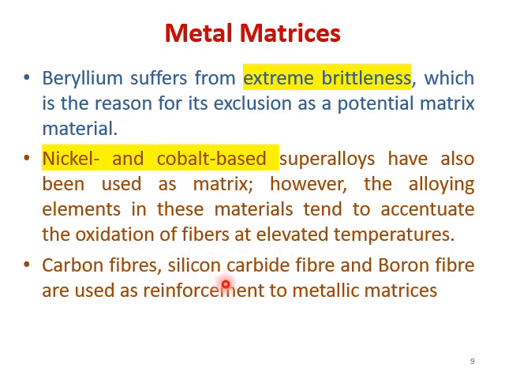Silicon carbide is a ceramic fiber, and carbon fiber is a fiber which is highly used, or which finds a potential application in composites. It's used with all kinds of matrices, like metal matrix, ceramic matrix as well as polymer matrix. These are used as reinforcement to enhance the properties of metallic matrices, whereas metallic matrices ensure that the application in which the composite is used is a high temperature application.